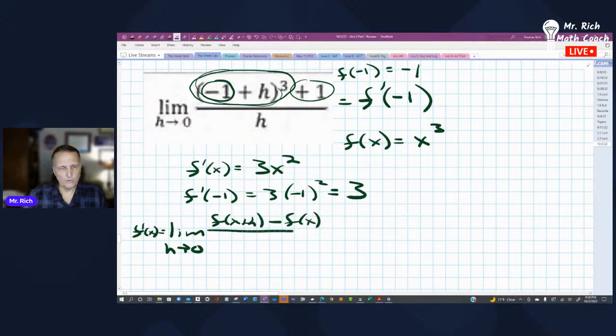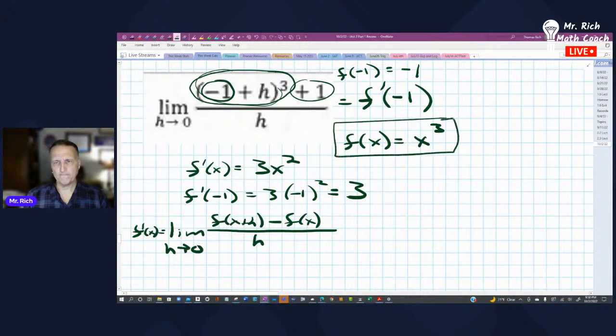You will more than likely not be given this on a test. It's something that you need to know. So let's just test this and make sure this works. If this was my f of x, and I wanted to find its derivative at -1, I would have said this.